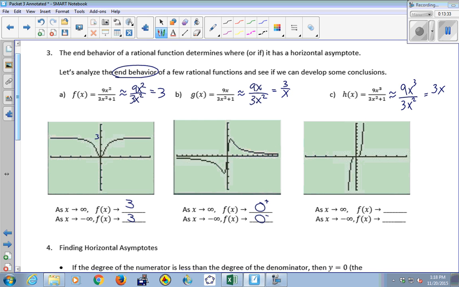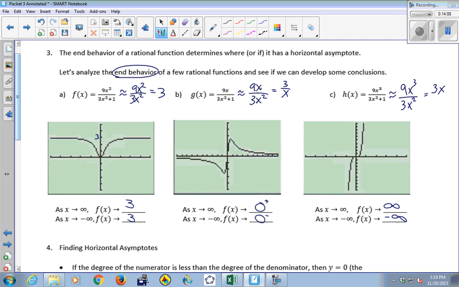What happens to 3 times x when x gets really, really, really big? Y is going to get really, really big, right? If you plug in a big, big, big number for x, 3 times a big, big number is a bigger number. So that's going to go to infinity. And if you plug in a really big but negative number, 3 times a negative number is another really negative number. So we go to negative infinity.